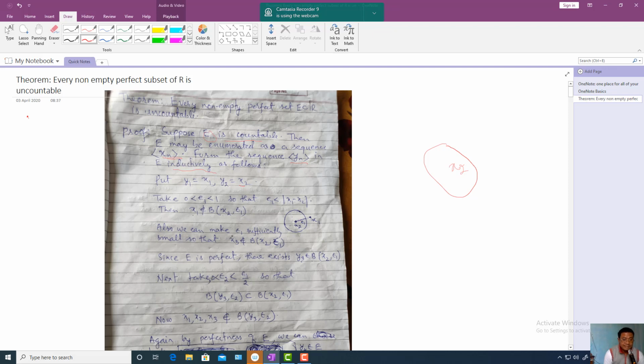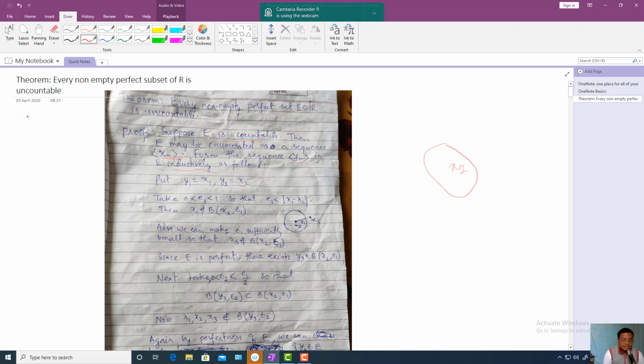Now let us use the fact that our set E is perfect. Perfect means every member of the set is a limit point of the set itself. That is the definition of a perfect set. Let me repeat again: what is a perfect set? Every member of the set is also a limit point of the set itself. So x2 is a member of E, therefore x2 is a limit point of E.